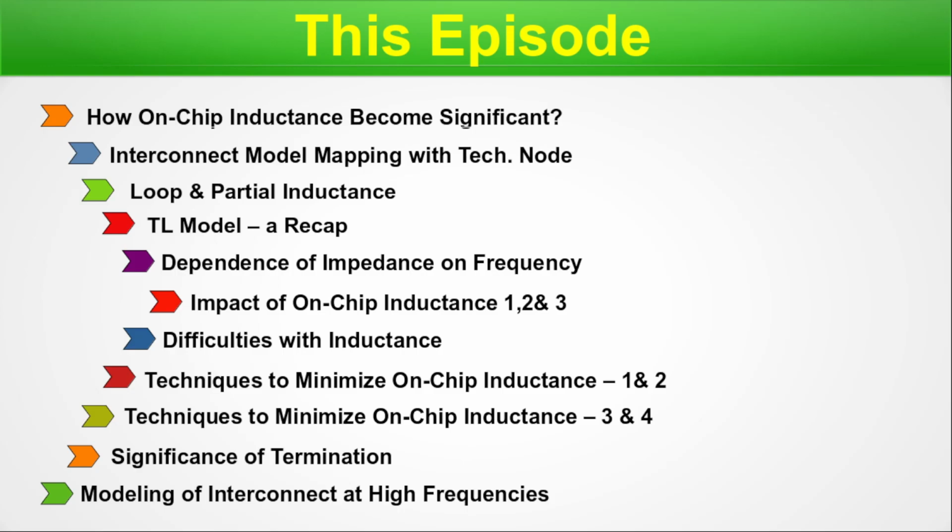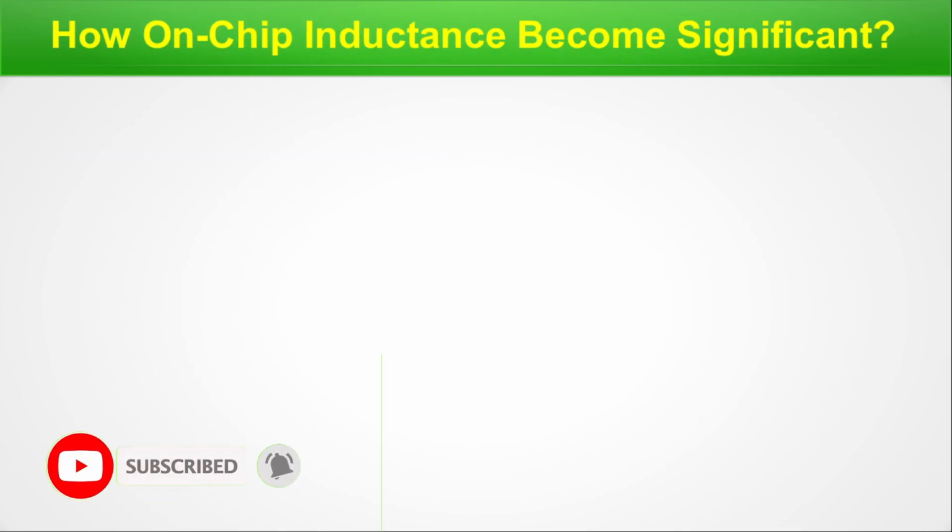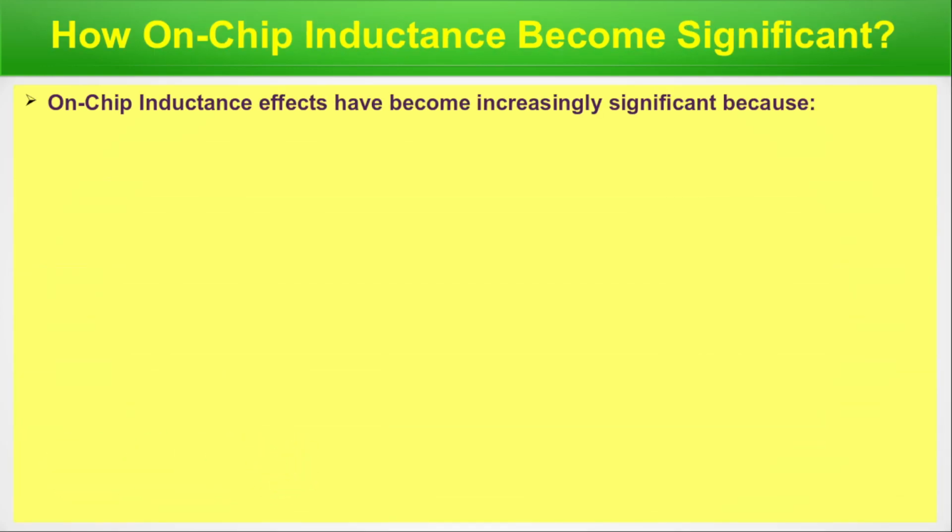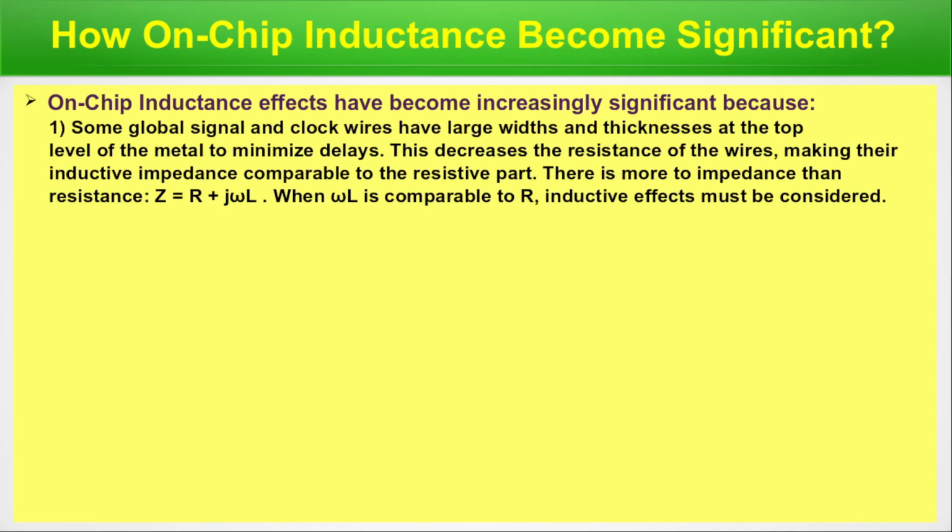Now let's move to the first slide, how on-chip inductance becomes significant. On-chip inductance effects have become increasingly significant because some global signal and clock wires have large widths and thicknesses at the top level of metal to minimize delays. They have larger widths and thicknesses, so these decrease the resistance of the wires, making their inductive impedance comparable to the resistive part.